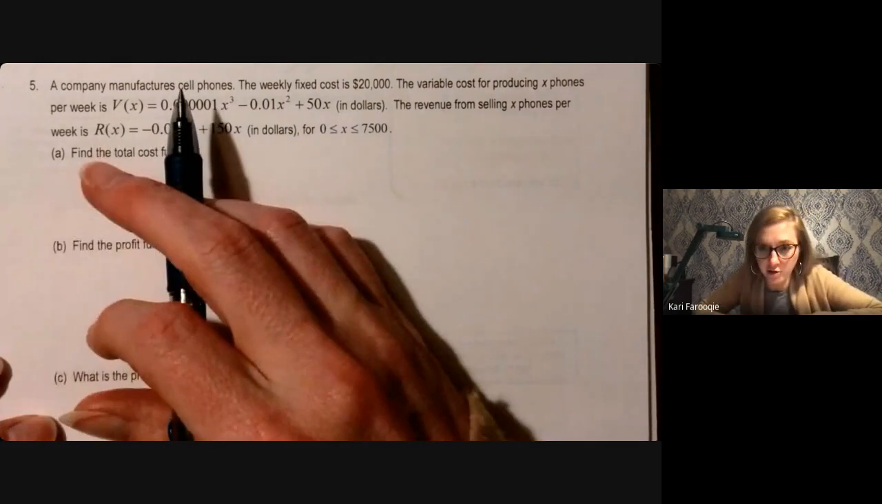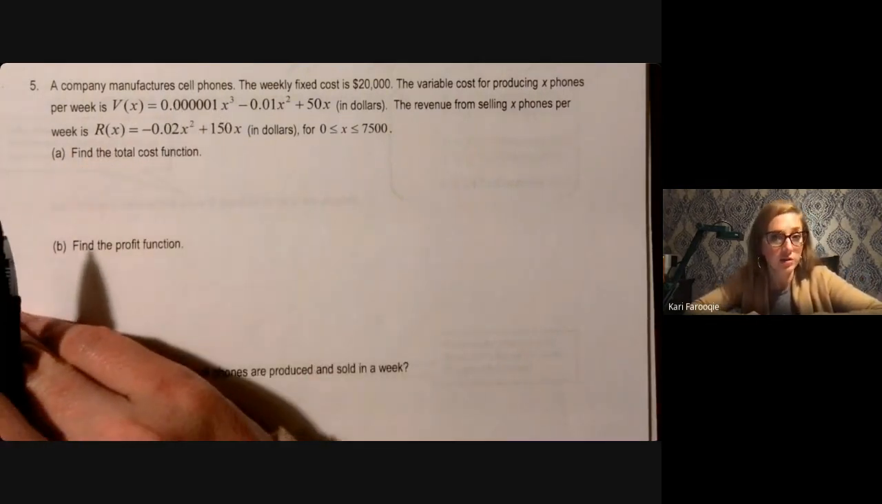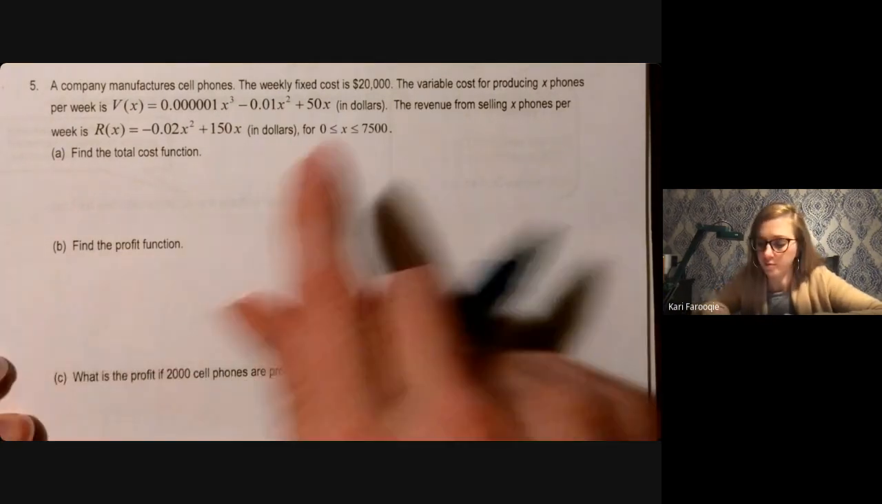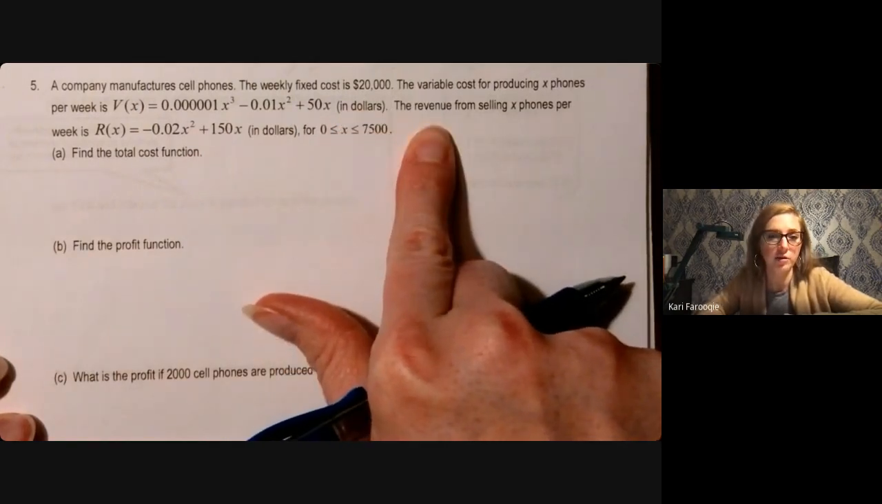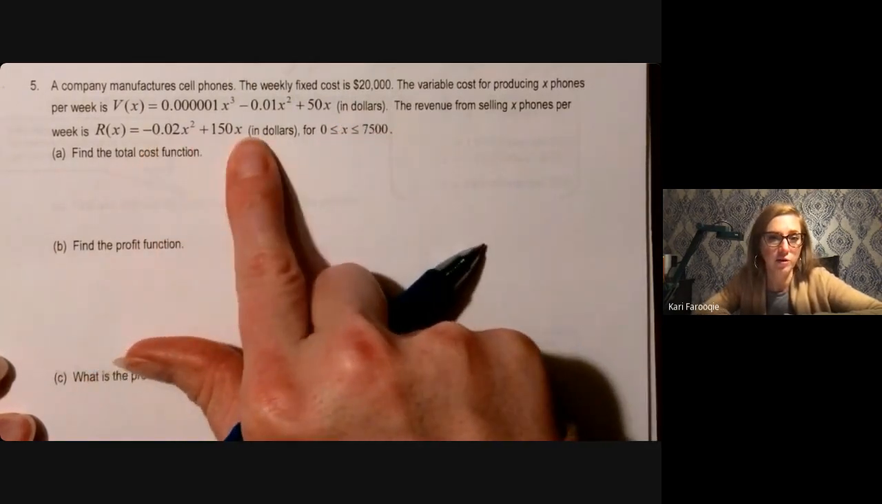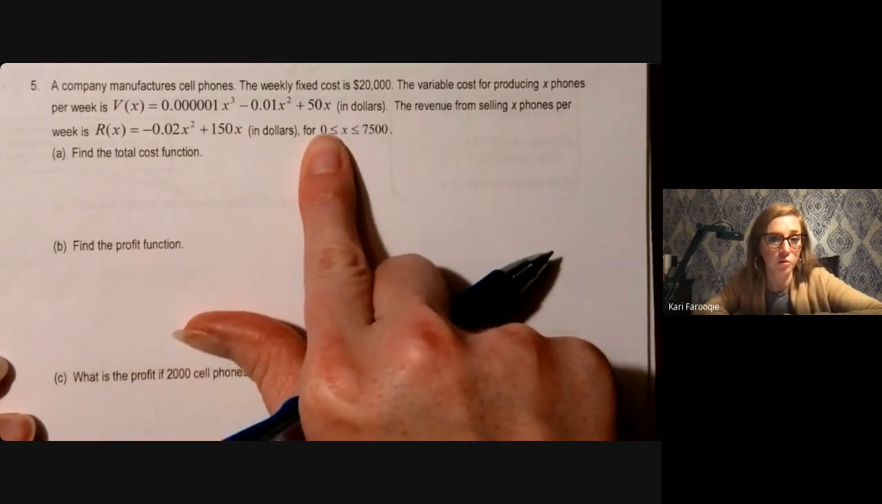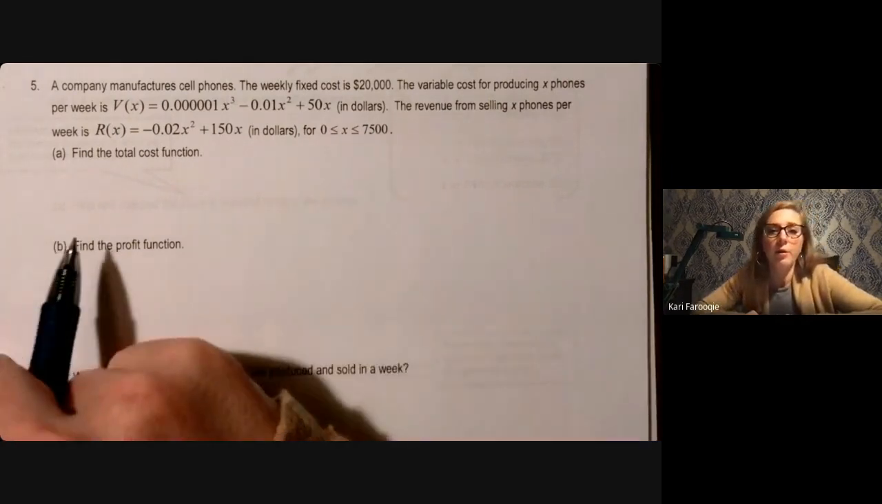A company manufactures cell phones. The weekly fixed cost is $20,000. The variable cost for producing X phones per week is V of X equals this function in dollars. The revenue from selling X phones per week is given by this function. Assuming that the number of phones you sell, X, is between 0 and 7,500.